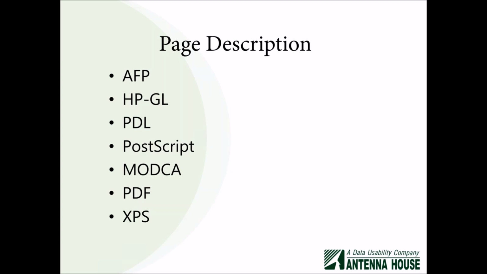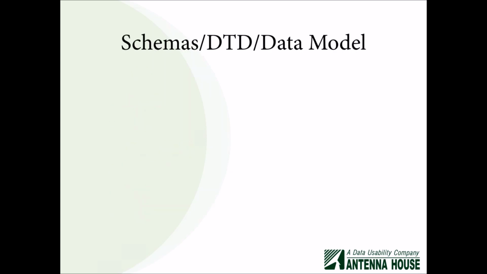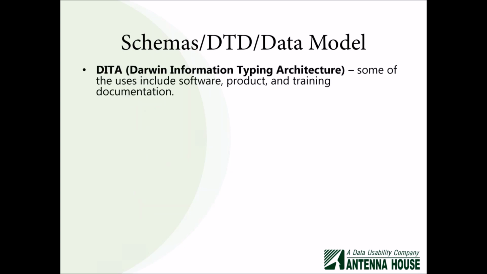In most of these solutions, you don't really get into the nuts and bolts, the page description languages, but what you do get involved with are the schemas, the document type definitions, or the data models. Some that are the most common ones. And this is where we're going to be taking content from these schemas and outputting them into PDF print page output. Some of the more common ones are the Darwin Information Typing Architecture.